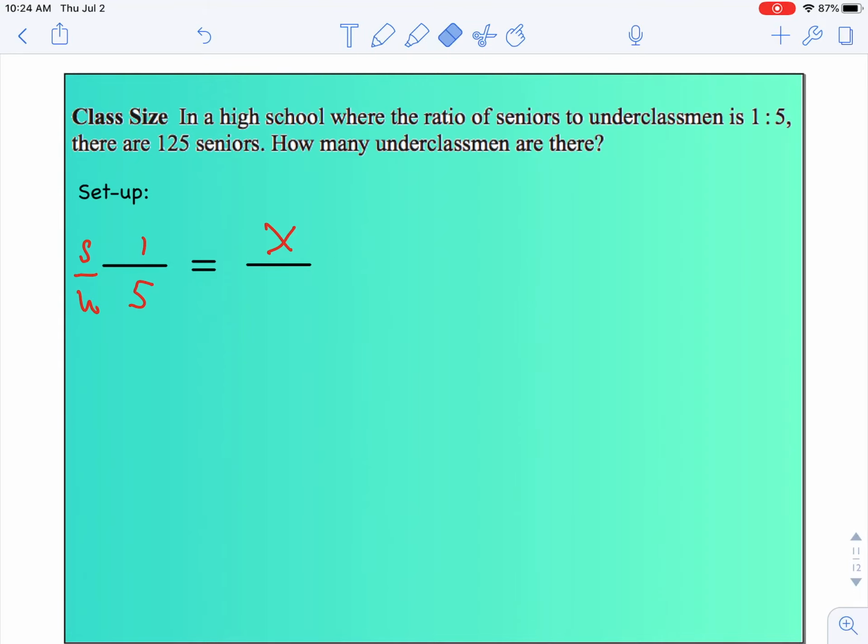Whoops. Make sure I get this set up in the correct format. Seniors to underclassmen. I need to do seniors to underclassmen here. So what that gives me is 125 over x. Now, I could have set it underclassmen to seniors, but I have to make sure the other proportion is in the same format and the same order. So now I can cross multiply, and I simply get that the number of underclassmen is 625.